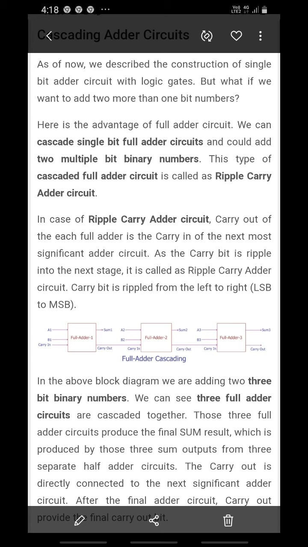And take another full adder circuit, that is the third one. It contains A3 B3 as the inputs, and the carry output of the second full adder is connected to the carry input of the third full adder circuit, and it also produces the output sum and carry. So this is called the full adder cascading process.